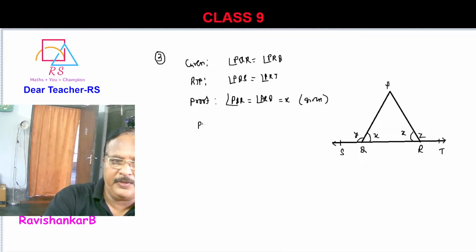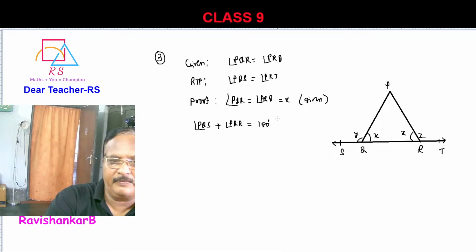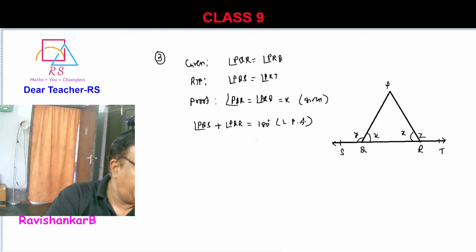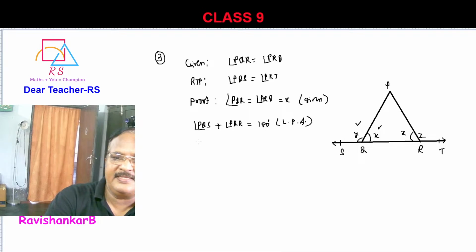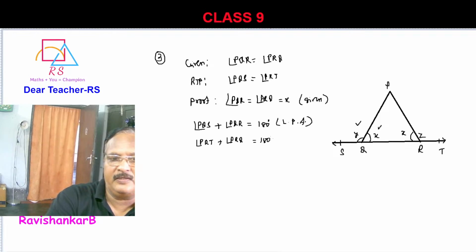So now angle PQS plus angle PQR is equal to 180 degrees, linear pair. Yes, and then in the same way, these two angles, this is PQS and PQR. At the same time angle PRT plus angle PRQ is equal to 180 degrees. This is also linear pair axiom.